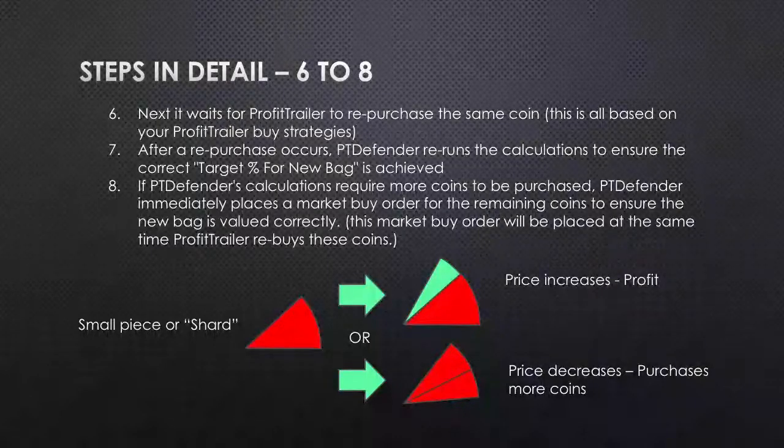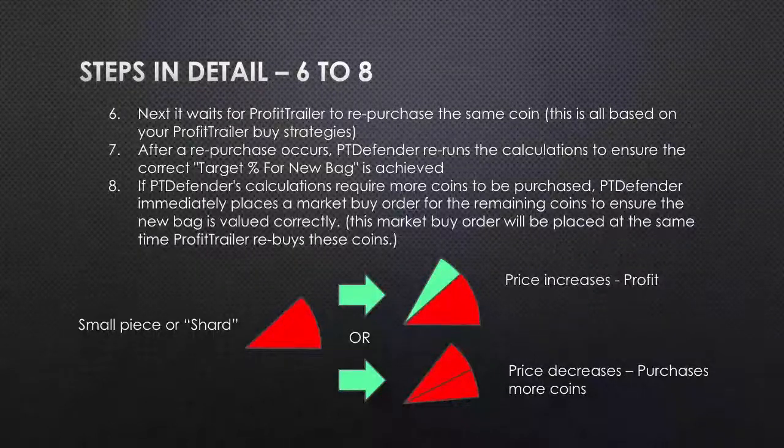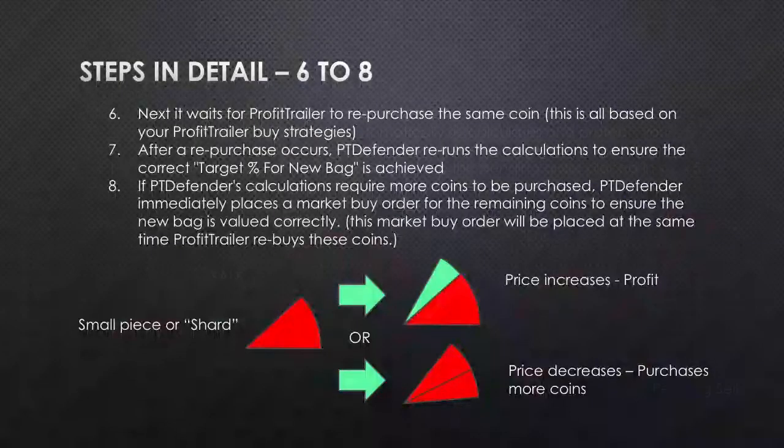Step 8, if PT Defender's calculations require more coins to be purchased, PT Defender immediately places a market buy order for the remaining coins to ensure the new bag is valued correctly. So basically, this market buy order will be placed at the same time Profit Trailer rebuys these coins. Again, PT is going to make the buy, and then PTD is going to put in how many coins it's going to have to buy at the market value, right? Meaning this buy will be relying on Profit Trailer's buy trigger systems.